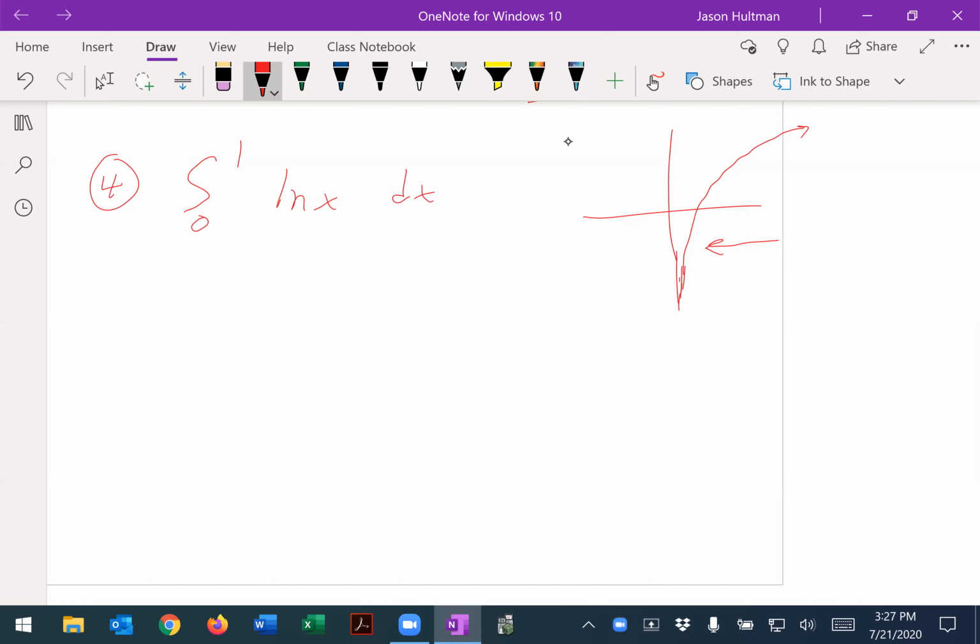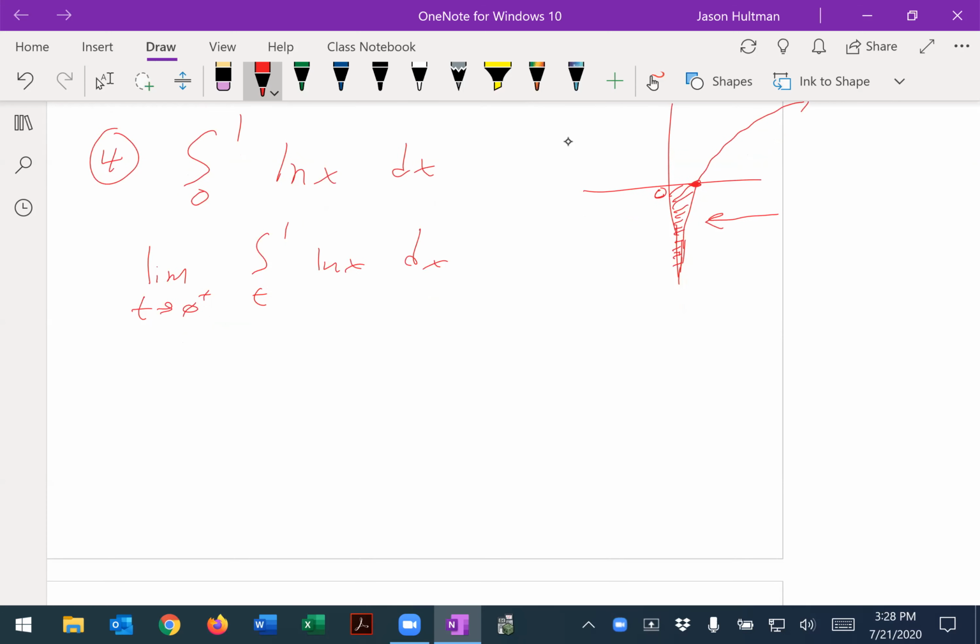The limit of this integral from 0 to 1. So this is 1 here, right? But we can never reach 0 with our function. We can never get there. It's going to go there pretty fast, but we can never get to 0. So we have to set up a limit. So the limit as t approaches 0 from the right of the integral from t to 1 of natural log of x dx. Now what I have to do is figure out, well, what's the integral of natural log?